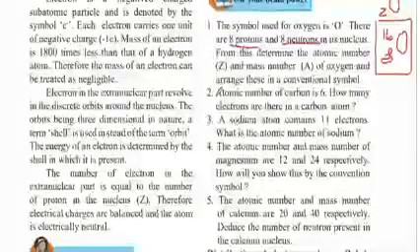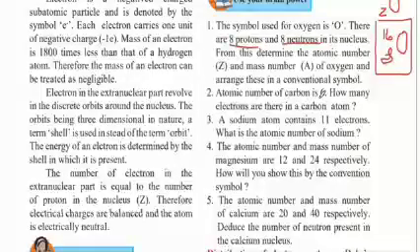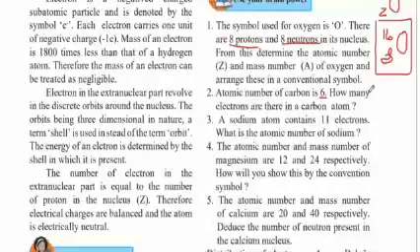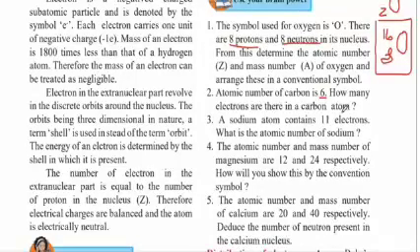Let's go to the second one. Atomic number of carbon is 6. How many electrons are there in a carbon atom? So they are telling us that the atomic number, that is Z, is 6 for carbon. So that is the number of protons in carbon is 6. And we know that the number of protons is equal to the number of electrons. Therefore, the number of electrons also in carbon would be 6.